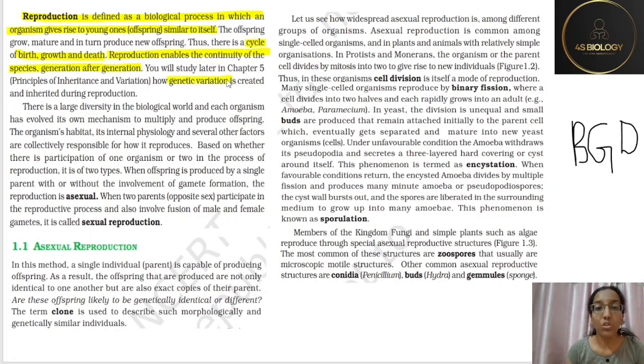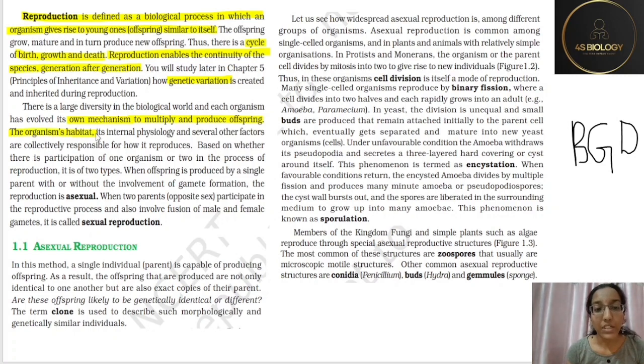Genetic variation ಬಗ್ಗೆ we'll be studying in chapter number 5. There is a large diversity in the biological world and each organism has evolved its own mechanism to multiply and produce offspring. ಒಂದೊಂದು ಅನಿಮಲ್ಗೆ ಒಂದೊಂದು ಮೆಕ್ಯಾನಿಸಮ್ ಇರುತ್ತೆ to produce its offspring. It will have its own mechanism to multiply and produce the offspring. These two are very important.